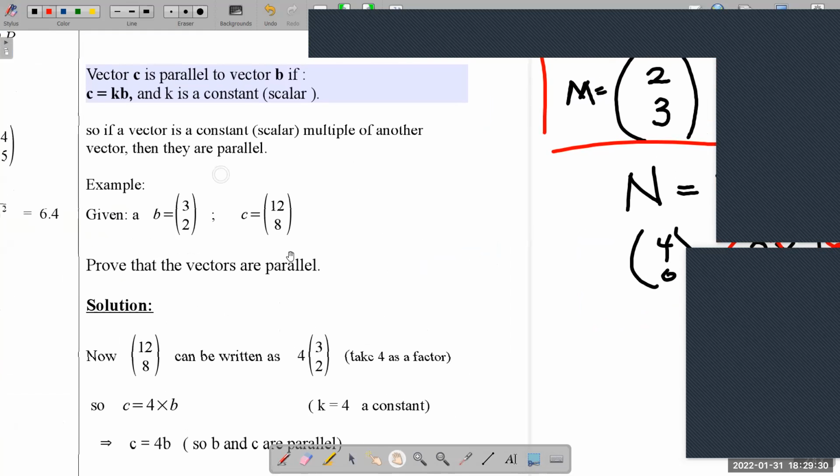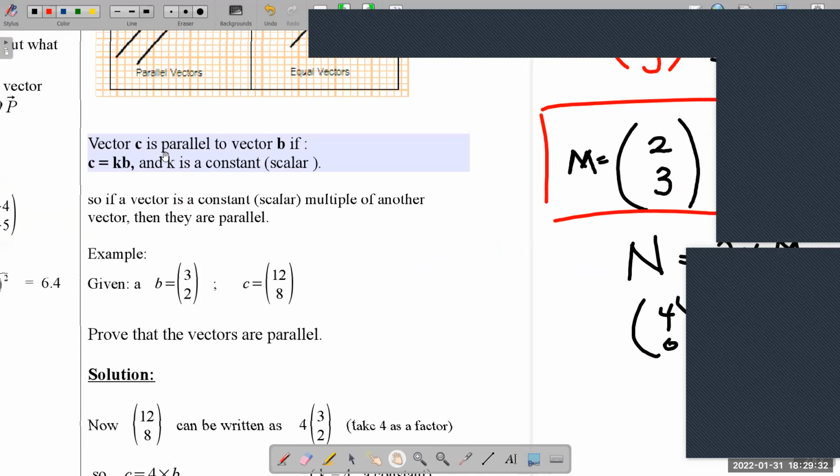This is the law here. It says vector C is parallel to vector B if C is equal to KB. And based on our example, what was our K? Our K was 2. Everybody see that? Because we multiplied B by 2 and it would have given us the other vector. So let's take a look at an example here.